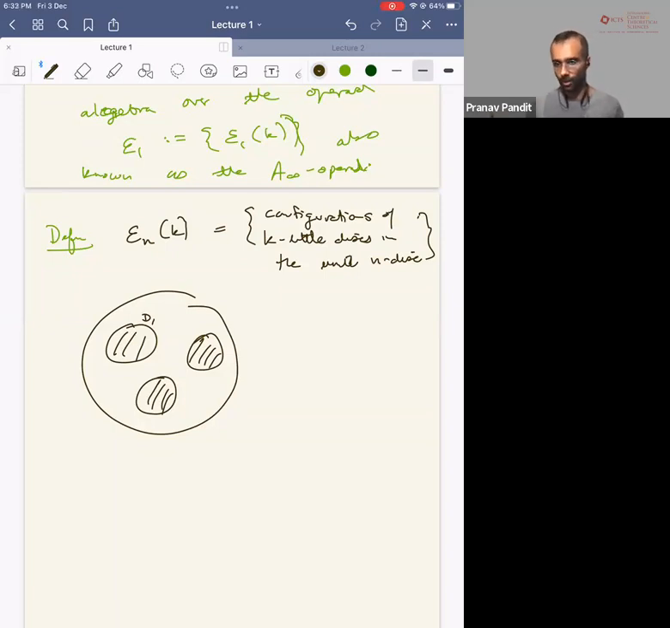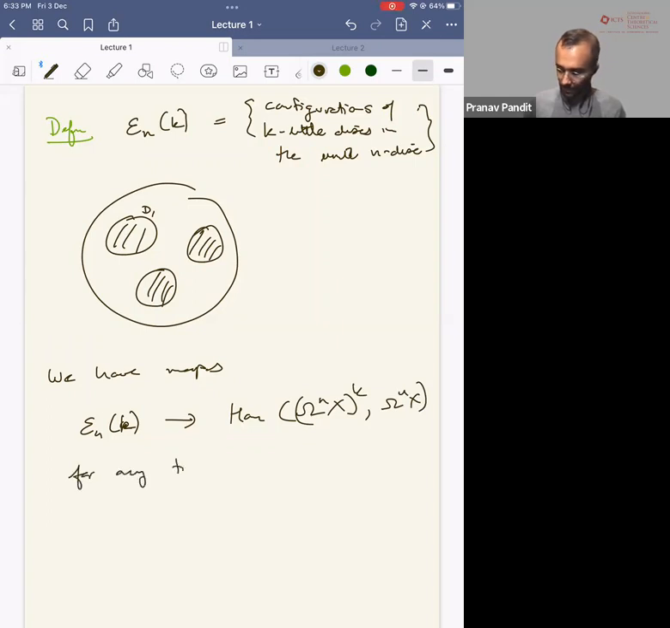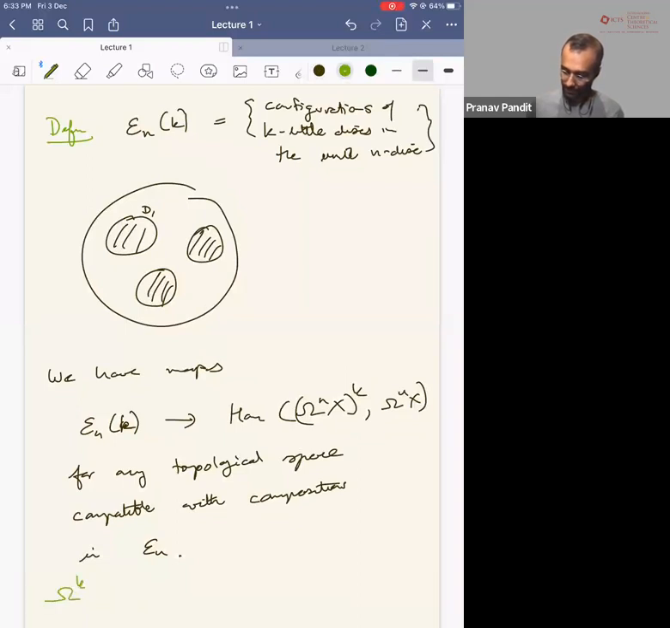So this structure, with this law of composition, is what's called the En operad, and we have maps En of k to Hom of omega n of x raised to k to omega n of x, for any topological space x, compatible with composition in En. Okay. So you say that omega n of x is an algebra over the En operad.